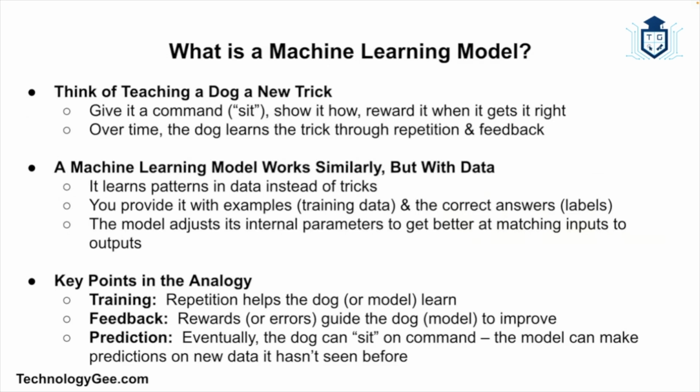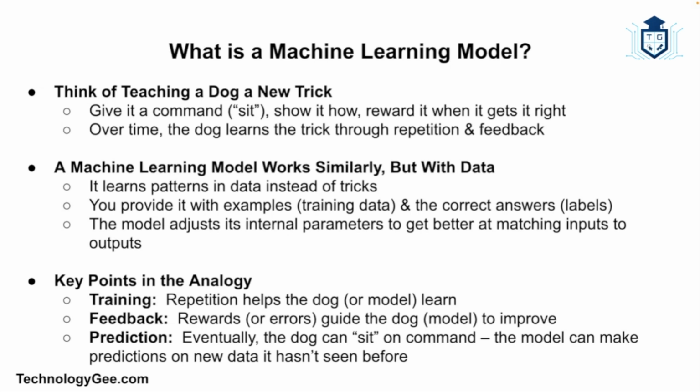All right, so first things first, we need to identify exactly what is a machine learning model. So imagine you're trying to teach a dog new tricks. You give it a command like sit, you show it how to sit, you give it a treat when it gets it right, and then after enough repetition, the dog learns what sit actually means. A machine learning model is a little like that dog, but instead of learning tricks, it's learning patterns from data.